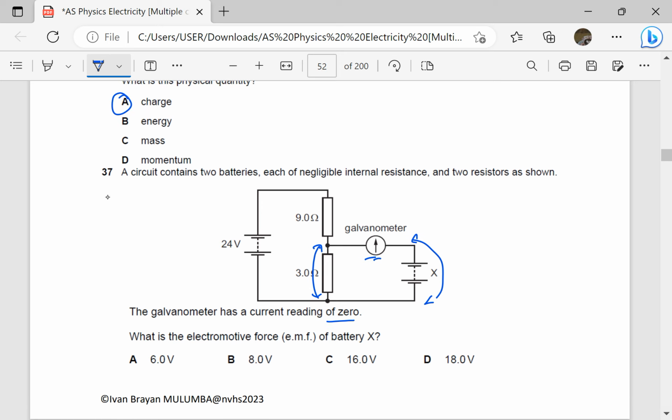So that is very easy. I just look for the PD across 3 ohms. Using the potential divider formula, V out is equal to that resistance over total resistance times the voltage input. So this is going to be 3 divided by 3 plus 9, which is 12, times 24. That gives us 6 volts. So our answer is going to be A.